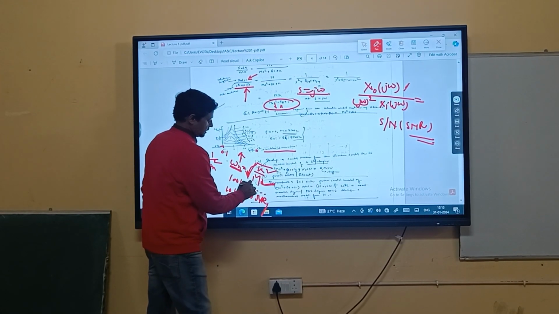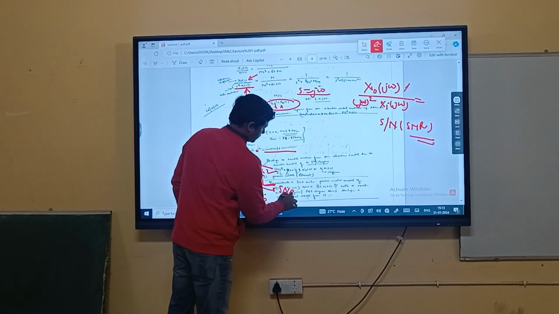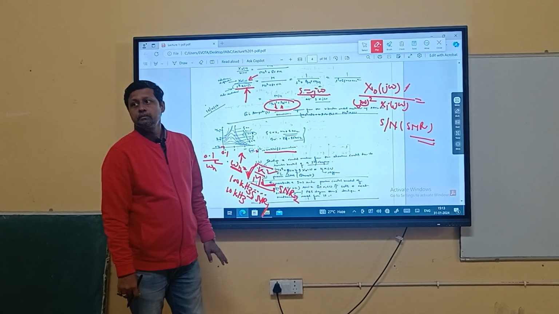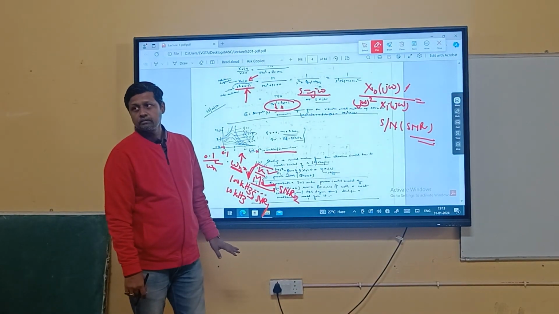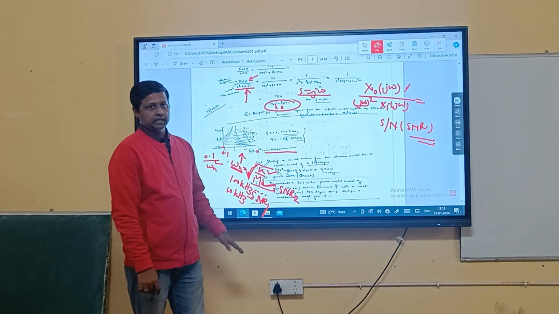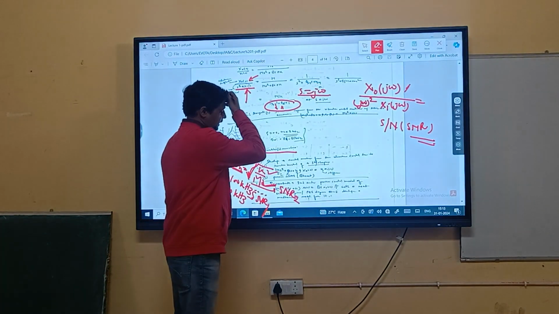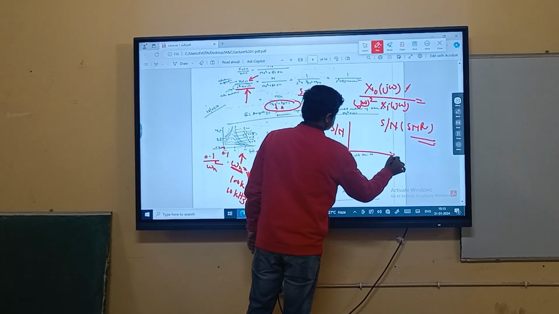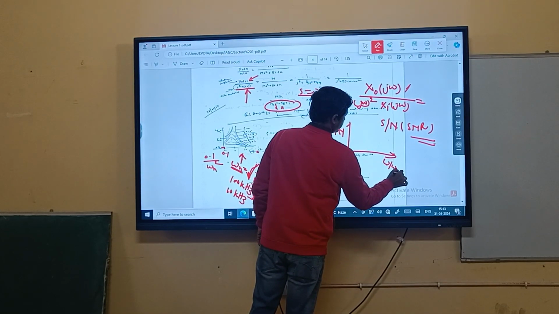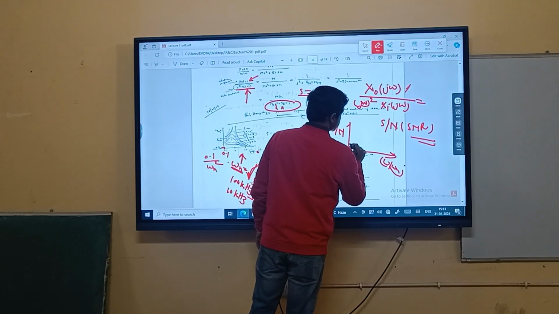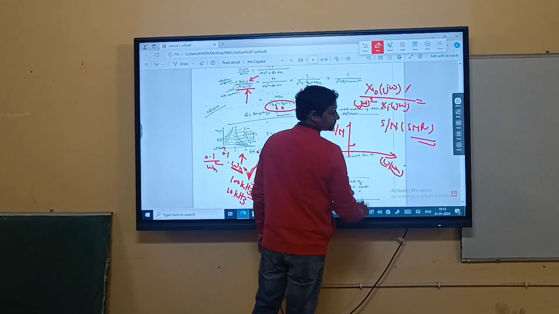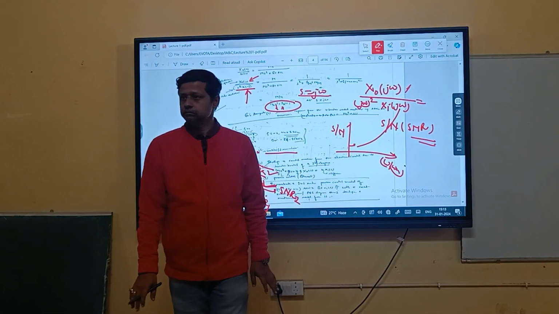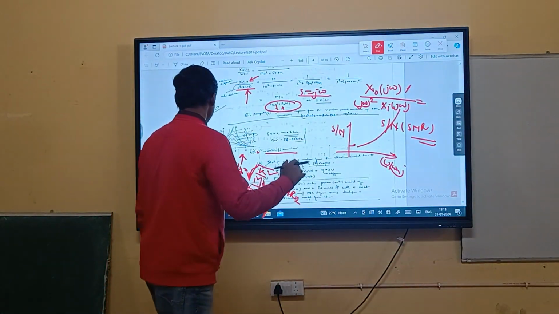SNR1 is at 100 kilohertz, and SNR2 will be what? 10 times, even much more. Okay, it will be exponentially high, improve. Your signal to noise ratio S by N with respect to operating frequency improves exponentially. Understand? Like this way you can do. Done? So that we have already seen.